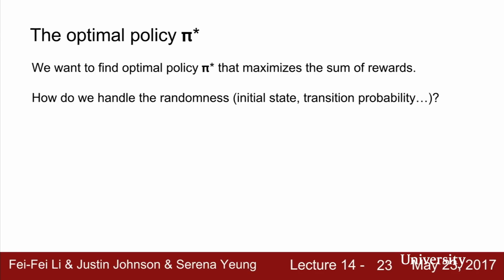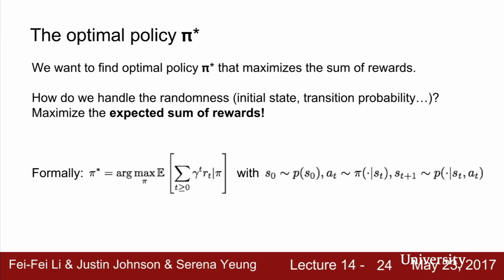Now, given this description of our MDP, what we want to do is find our optimal policy pi star, right? Our policy that's maximizing the sum of the rewards. This optimal policy is going to tell us, given any state that we're in, what action we should take in order to maximize the sum of the rewards that we'll get. One question is, how do we handle the randomness in the MDP? We have randomness in terms of our initial state that we're sampling, in terms of this transition probability distribution that will give us a distribution over next states, and so on.